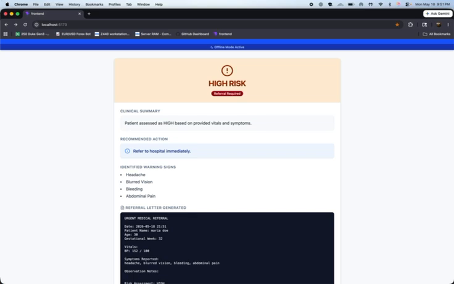As the case is high risk, Sana generates a referral letter. This helps the community health worker clearly communicate the patient's condition to a hospital, clinic, or a medical officer. This is useful because the health worker may not always have the time or confidence to write a structured referral note in a stressful field situation. After the assessment is done, the health worker can visit the saved records that appear.